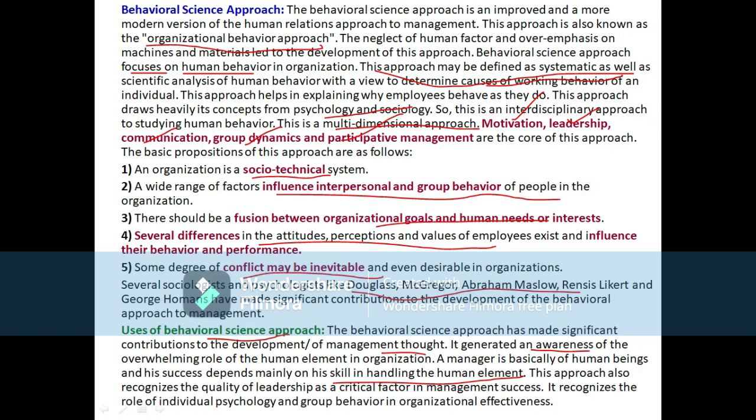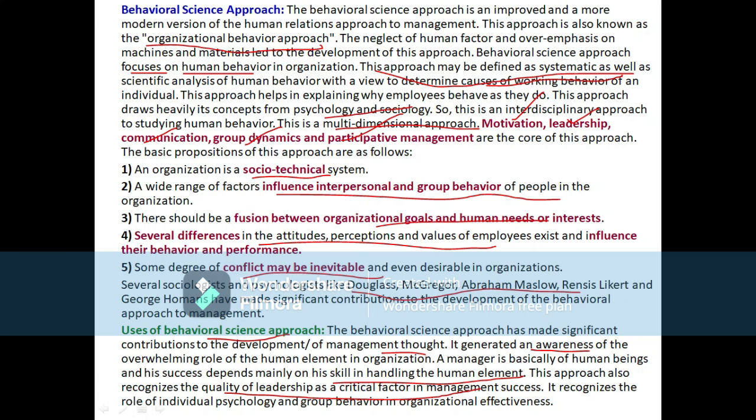This approach also recognizes the quality of leadership as a critical factor in management success. Why? Because the manager is the person who handles the subordinates. A better relationship should be maintained, he should motivate them, and good leadership should be his quality. Likewise, it recognizes the role of individual psychology and group behavior in organizational effectiveness. Behavioral science has studied the role of individual psychology, how a person behaves individually and how he behaves in a group.